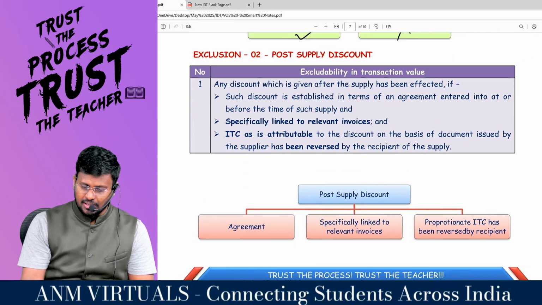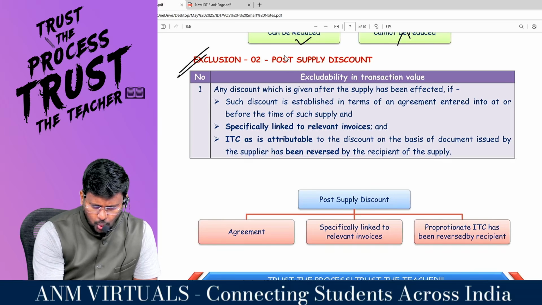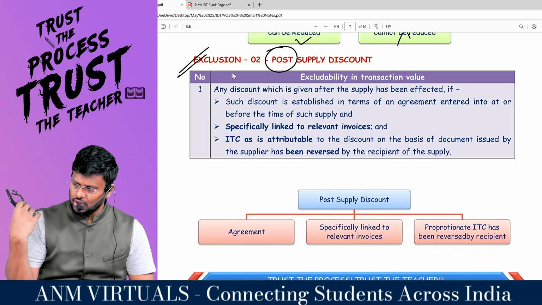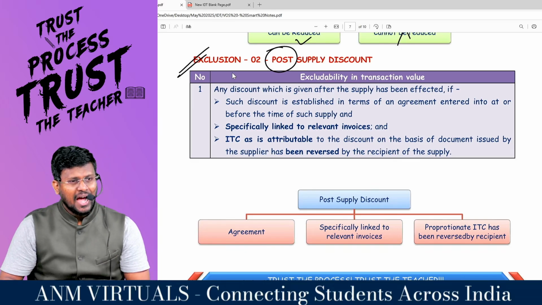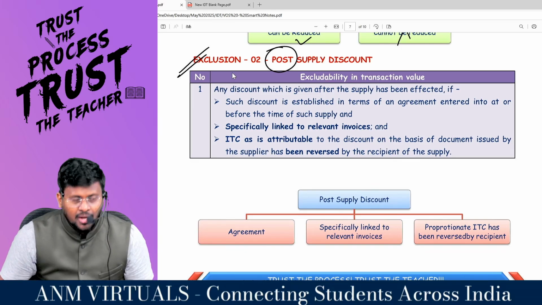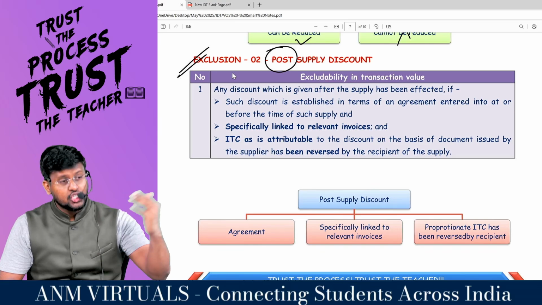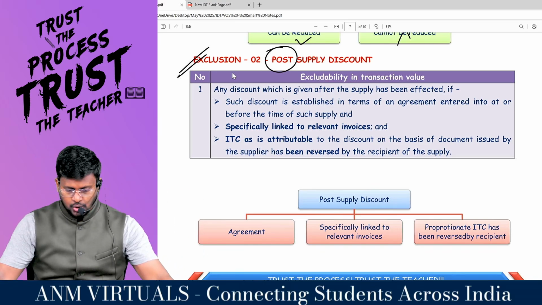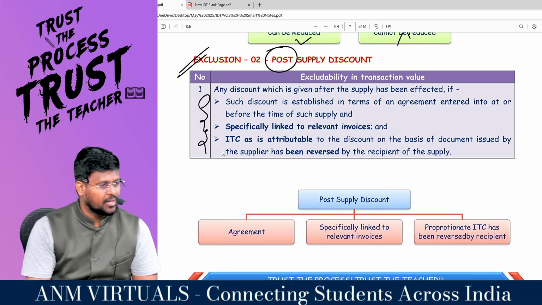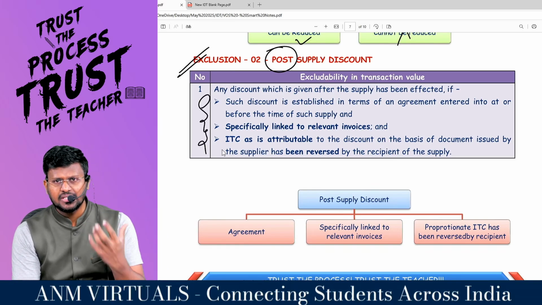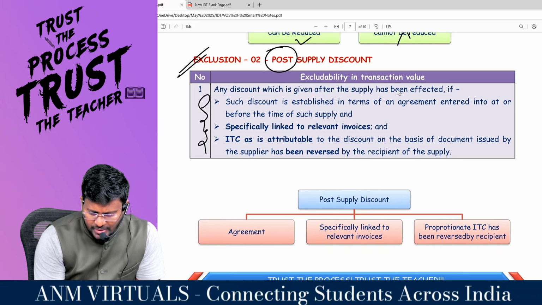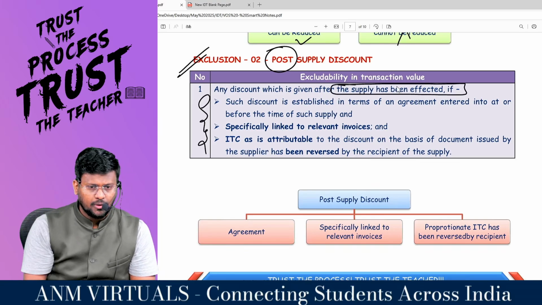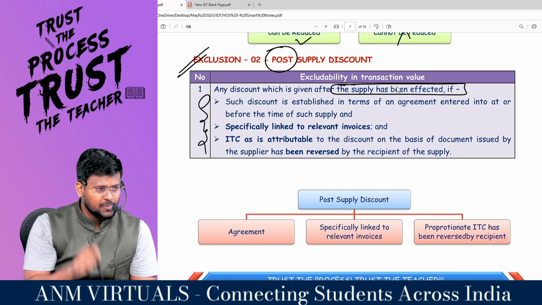Right, sir? With regard to exclusion number 2, it is post-supply discount. Sometimes a supplier will supply goods or services or both initially, and he will say, achieve some target. Once you achieve some target in future, we will provide you the discount. That is called post-supply discount. So if 3 conditions are satisfied, my dear lovable students, post-supply discount can be adjusted. Any discount which is given after the supply has been effected is called post-supply discount. One of the most important adjustments for examination.